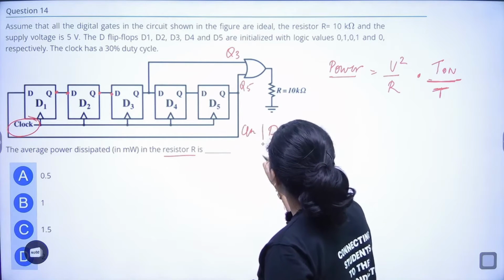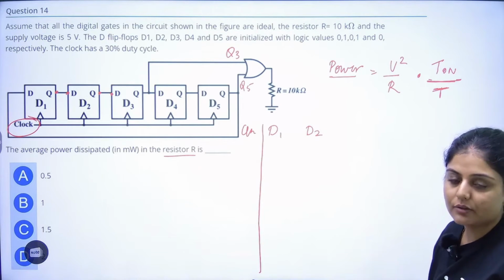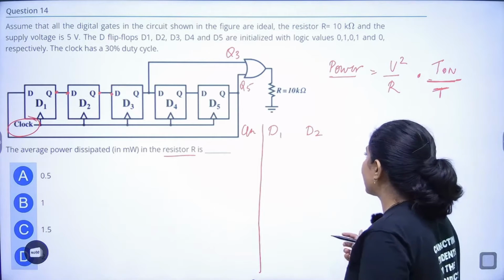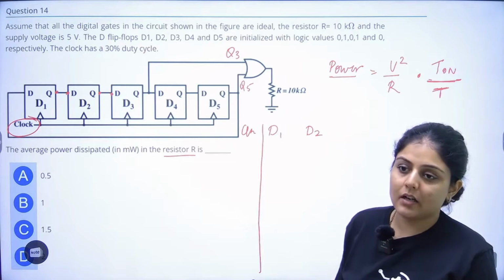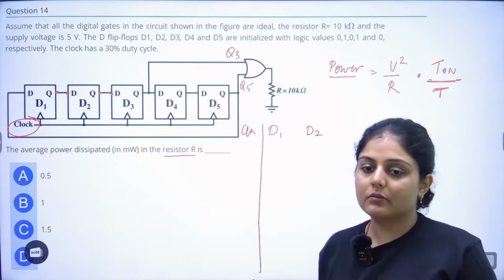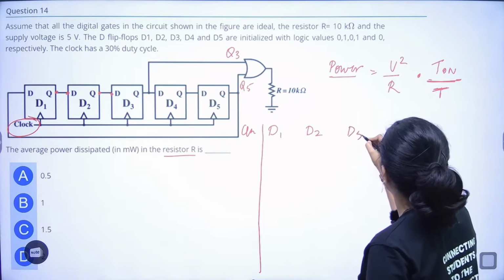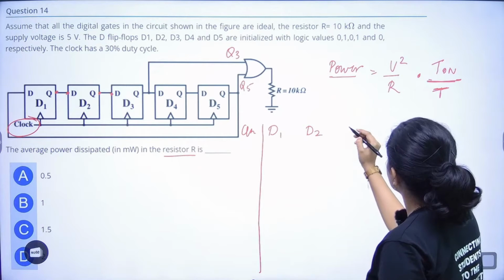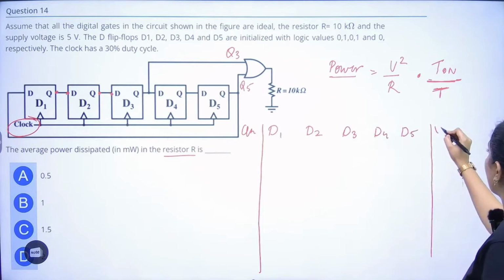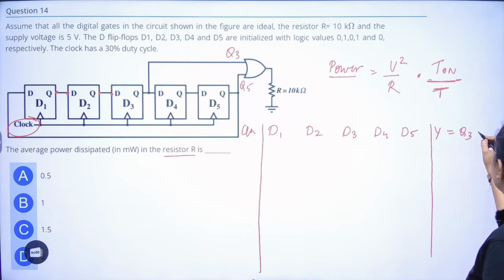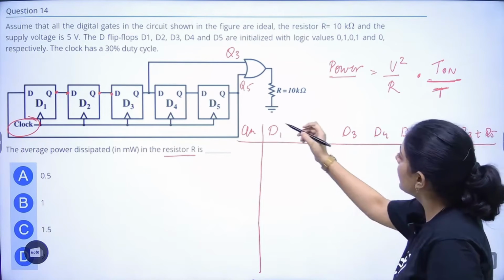Let me write the clock. In these sequential circuits, you always have to draw the clock, because according to the clock, things are working. That's the only difference between sequential and combinational. In combinational, there is no requirement for a clock. D4, D5, and output Y is equal to Q3 plus Q5. These D1, D2 are nothing but Q1.